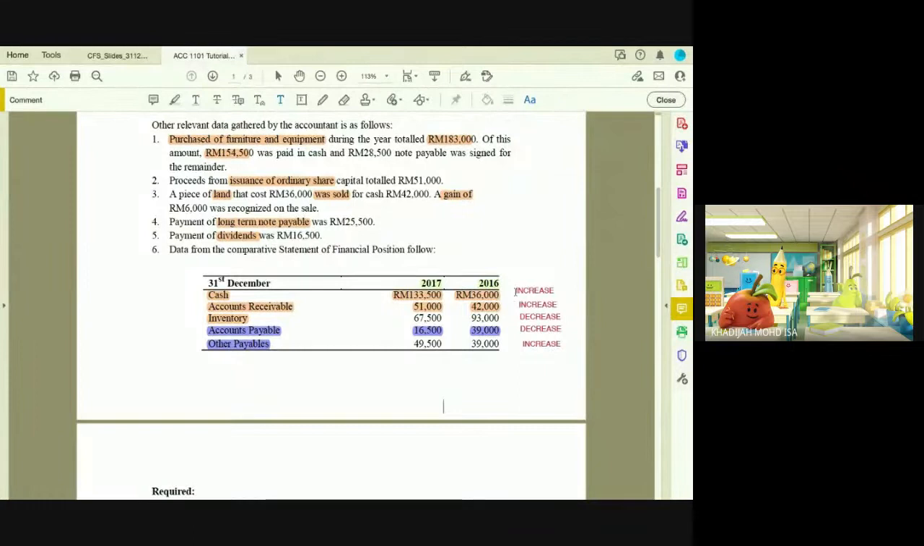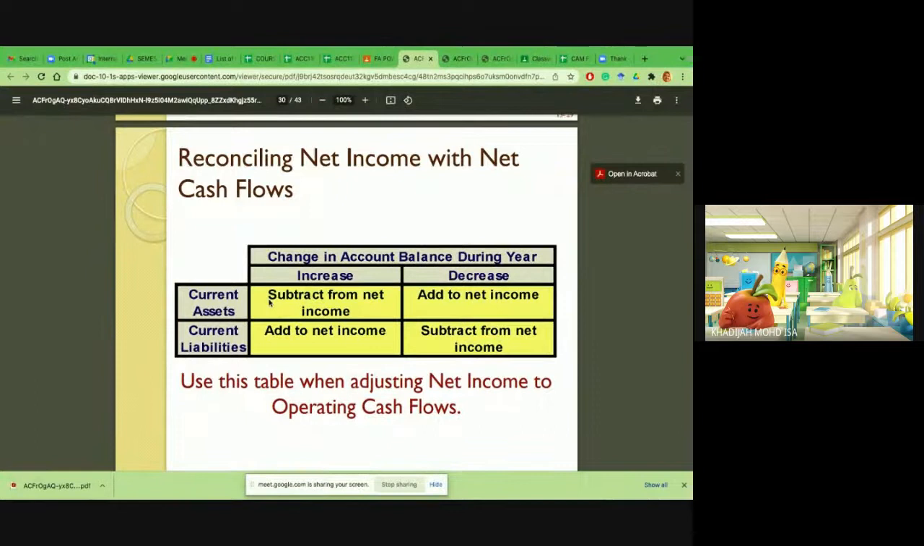This one is an increase. So if your current asset increases, how much is the difference? How much is 133,500 minus 36,000? The difference is 97,500. So there's an increase of 97,500. Is that clear? When there's an increase in your cash, which is a current asset, then you minus. See? So you minus.